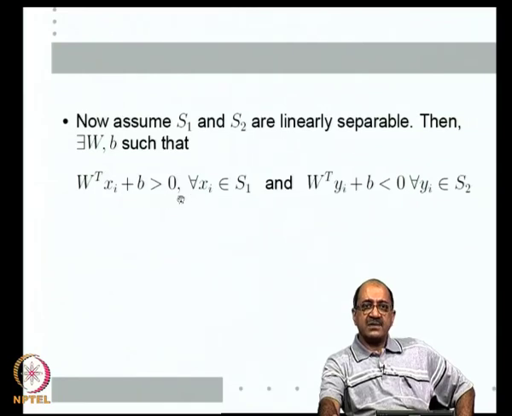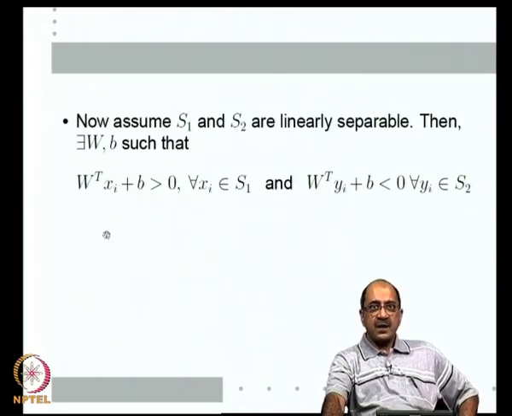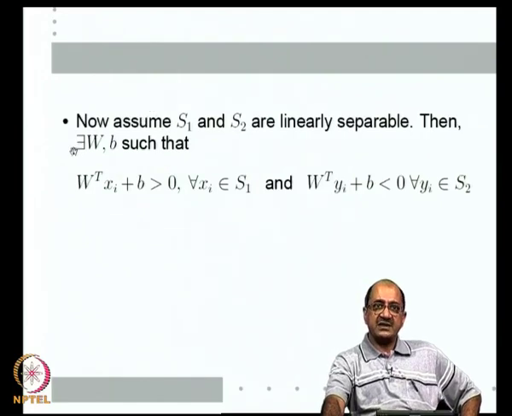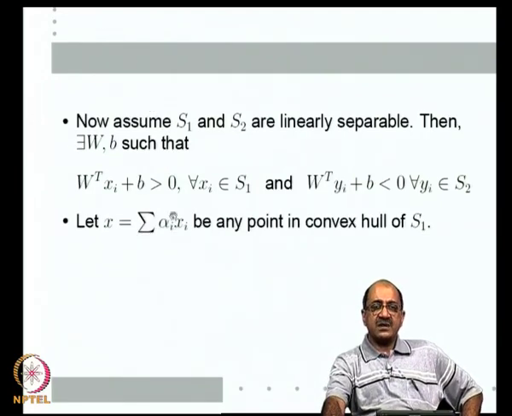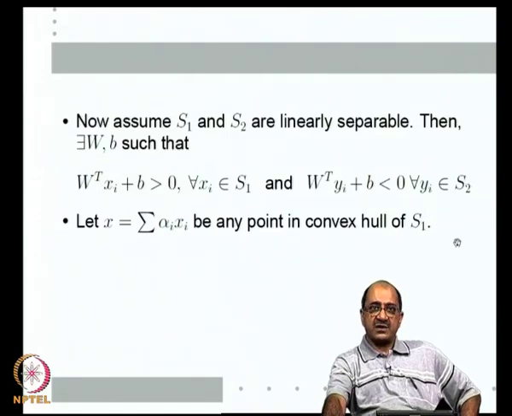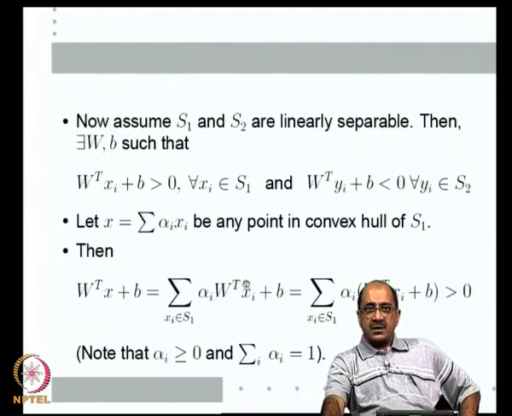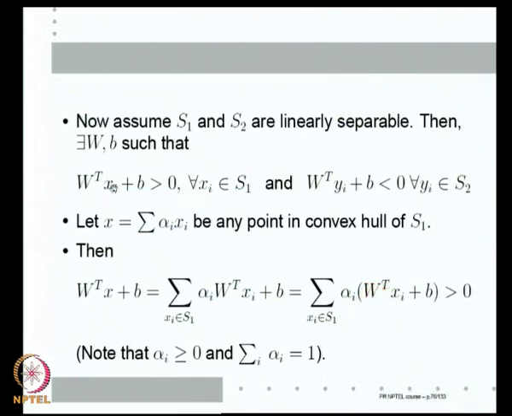So, W transpose Xi plus B is greater than 0 for all Xi in S1, and W transpose Yi plus B is less than 0 for all Yi in S2. This is what we are given, because we are given that S1 and S2 are linearly separable. Now, let X equal summation alpha i Xi be any point in the convex hull of S1. Then suppose we take W transpose X plus B. Now, X is this, so this will be summation alpha i W transpose Xi plus B, which I can write as summation over Xi belonging to S1 of alpha i into W transpose Xi plus B.